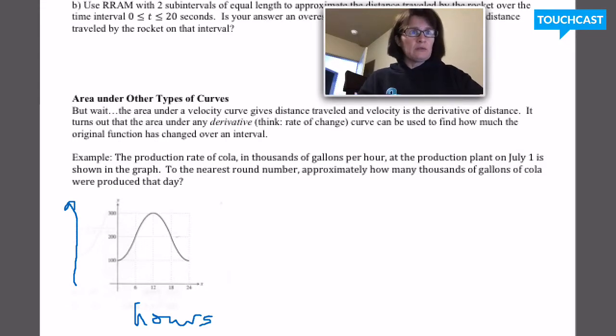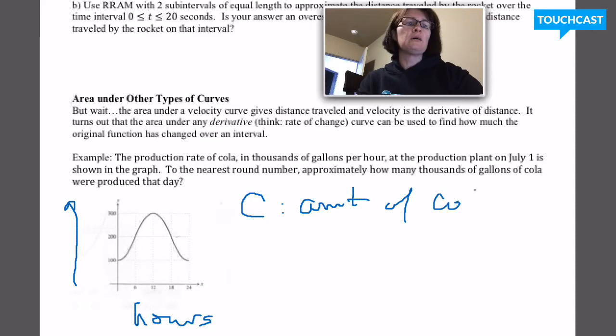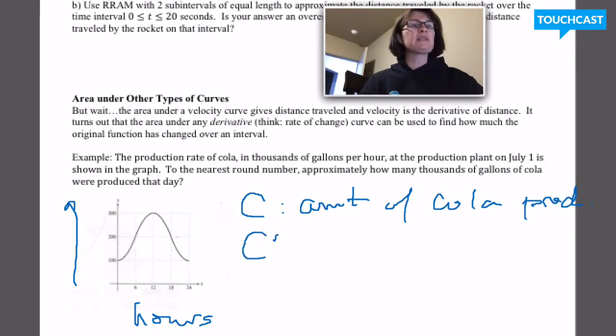We can actually now answer this question. If C were the amount of cola produced, this is a graph of C prime, the rate at which cola is produced. It's a rate because it's measured in thousands of gallons per hour. So this is a graph of C prime. Their question is how much cola gets produced. We're going to find the answer by finding the area under the C prime curve.